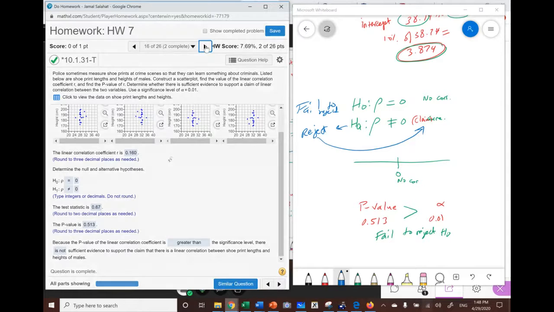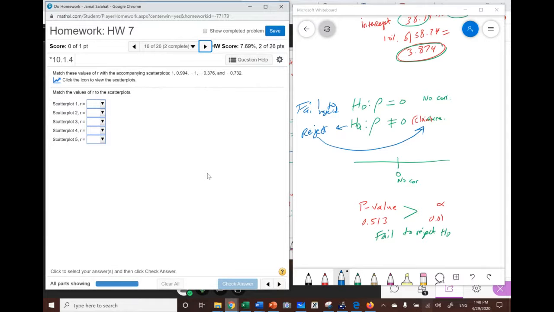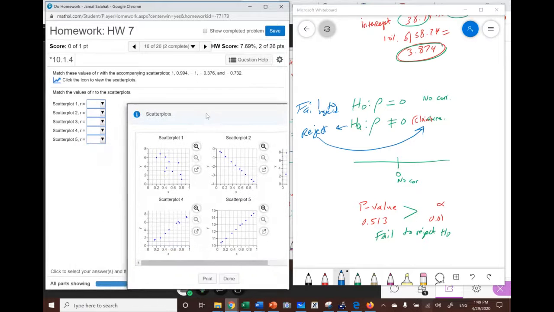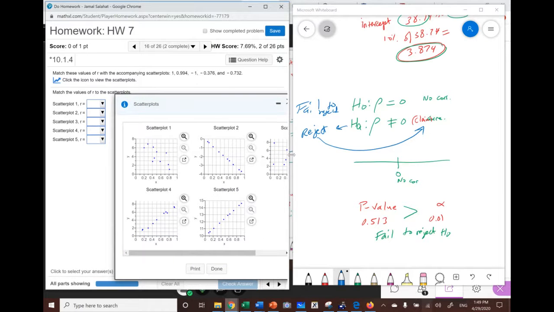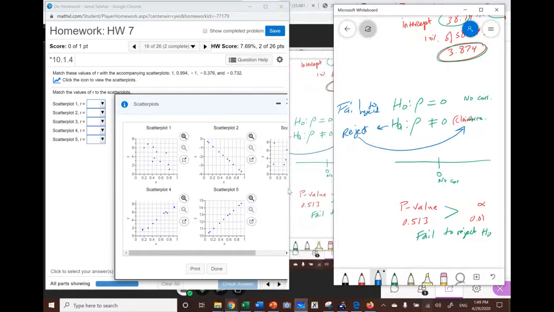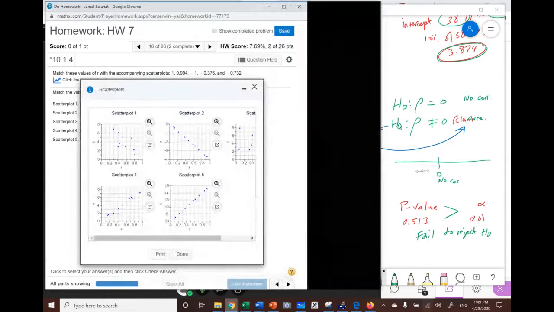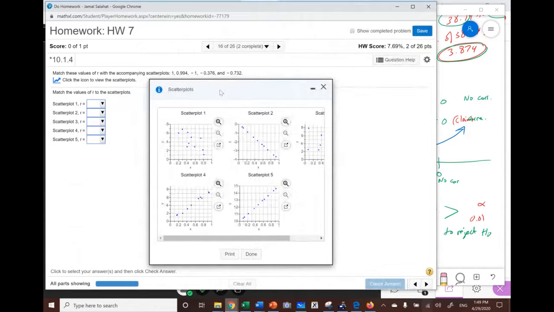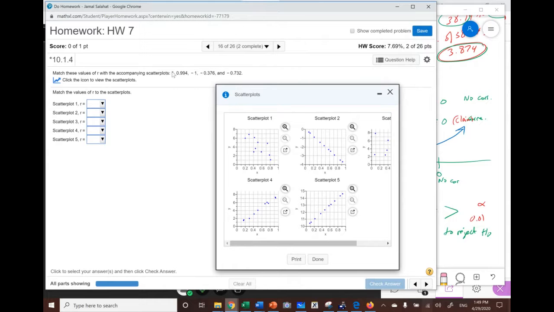Now, I'm going to go to the next one. In the next one, I'm going to click on this icon because the problem is in here. And another thing, I'm going to make this large for us to all see. In here, they gave us 4 different values of R. The first R is 1.